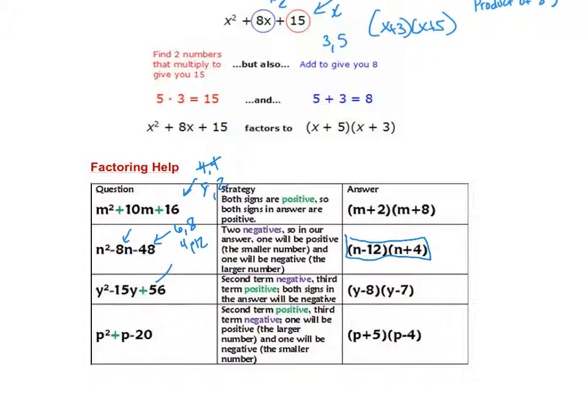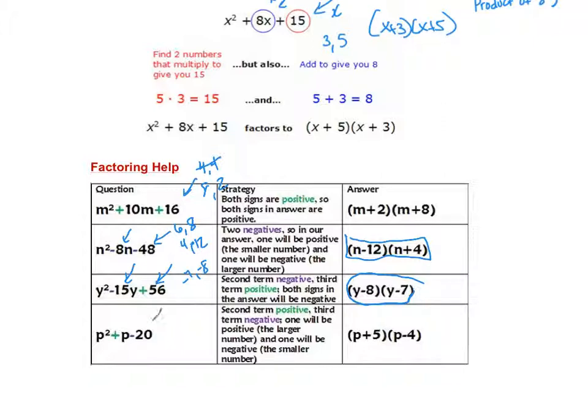Okay, two things that multiply to 56. Well, 7 and 8 could be one. But they have to add to negative 15, so both would have to be negative. Two things that multiply to a positive and add to a negative must both be negative. So negative 7 plus negative 8 is negative 15. So that works. It's y minus 8 and y minus 7.